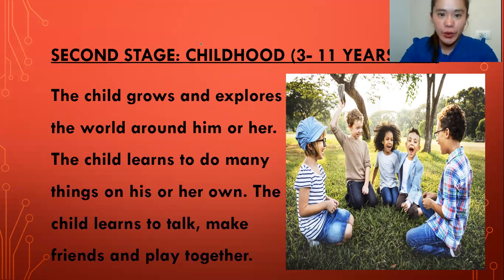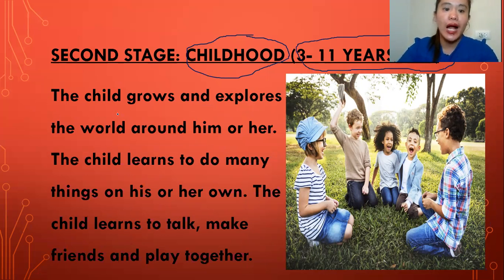So next, let's go to the second stage of the human life cycle. Childhood. Can you spell childhood, students? Very good. When we say childhood, it's between 3 to 11 years old. All right. So 3 to 11 years old. The child grows and explores the world around him or her. The child learns to do many things on his or her own. The child learns to talk, make friends, and play together.